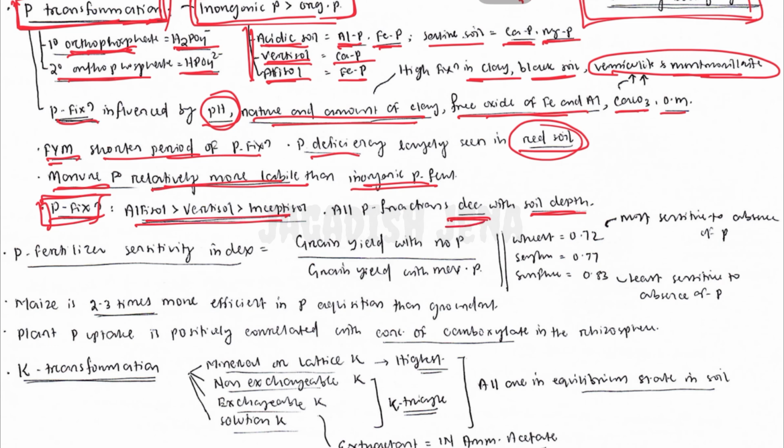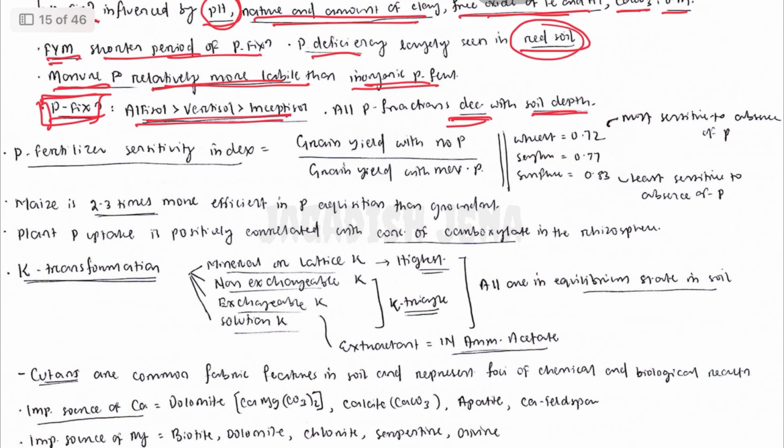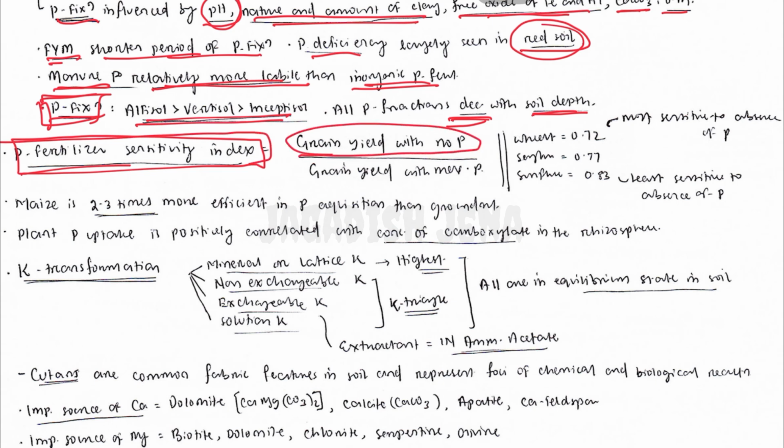Okay. Then there is a parameter called phosphorus fertilizer sensitivity index. That means how sensitive different crops are to phosphorus deficiency. So what is the formula? Phosphorus fertilizer sensitivity index is equal to grain yield with no phosphorus, that means when we are not applying any phosphorus, what is the grain yield we are getting, divided by the yield when we are applying the maximum phosphorus dose. So that is the phosphorus fertilizer sensitivity index, and it is highest for sunflower.